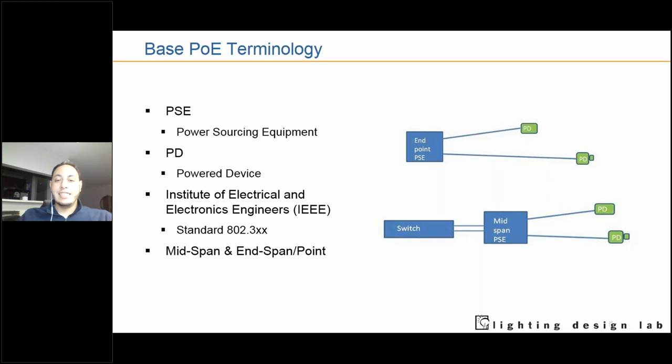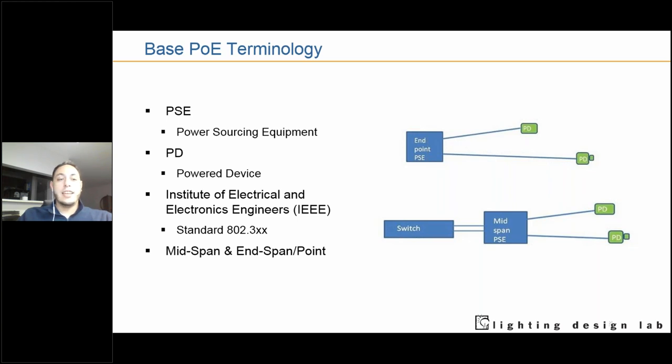A PD is considered a powered device in the power over Ethernet architecture. And that could be, if we're discussing lighting, a fixture, but it could also be any IP powered device. It could be a camera, a television screen that's PoE powered. It could be an ancillary lighting device like a sensor or a wall station.